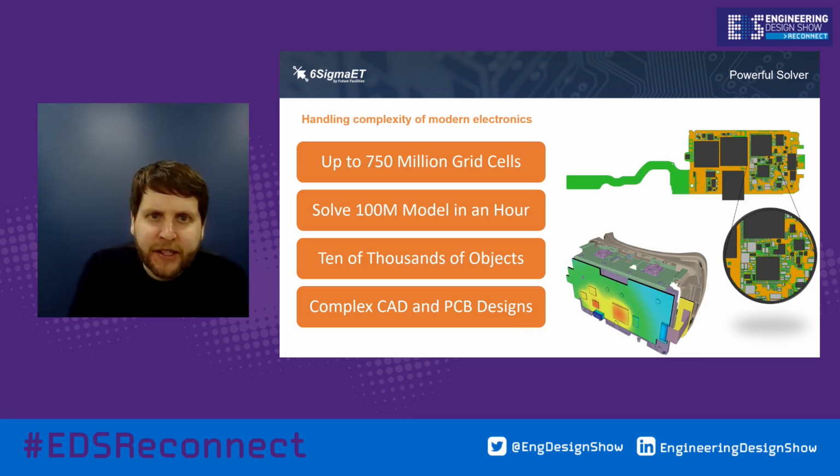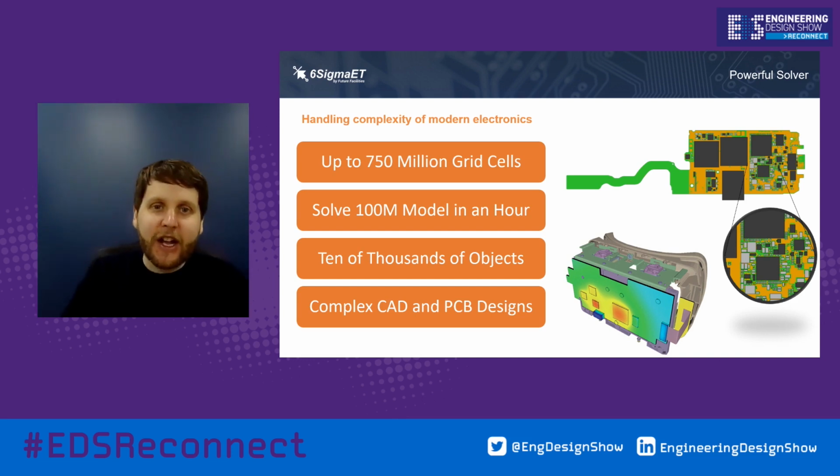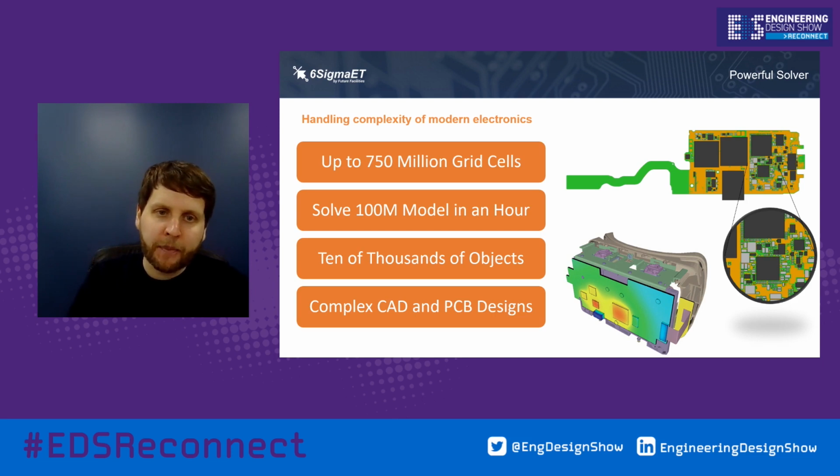The other thing that's different about Six Sigma ET is it can handle the complexity of modern electronics. If you haven't used thermal simulation before, these figures might not mean anything to you. If you have used thermal simulation before, then I think you'll be impressed by this. We can model a huge number of grid cells, up to 750 million grid cells on the right hardware. We can solve a 100 million cell model in an hour, again on the right hardware. We can solve tens of thousands of objects and cope with complex CAD and PCB designs.